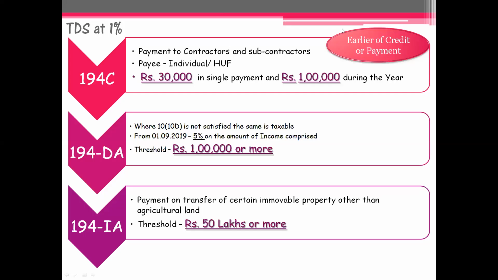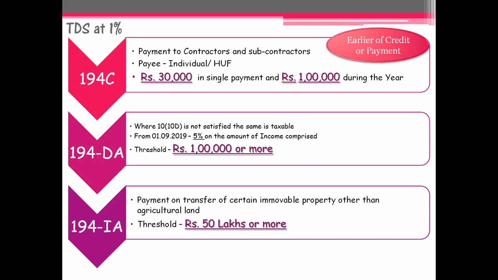So here we are trying to bifurcate the TDS sections by their rate charged. First we'll see TDS at 1%. There are three sections in the Act which deal with tax to be deducted at 1% of the total amount.